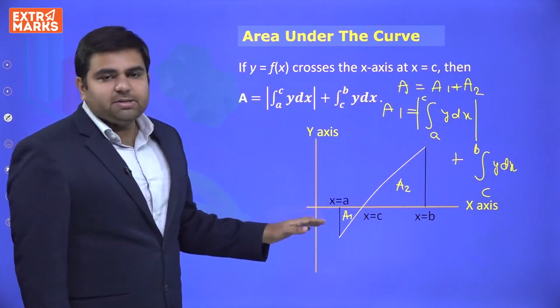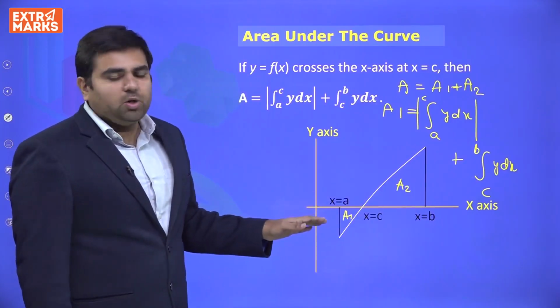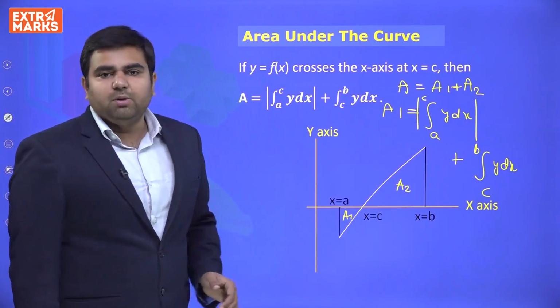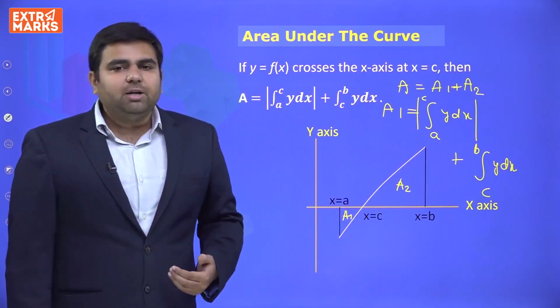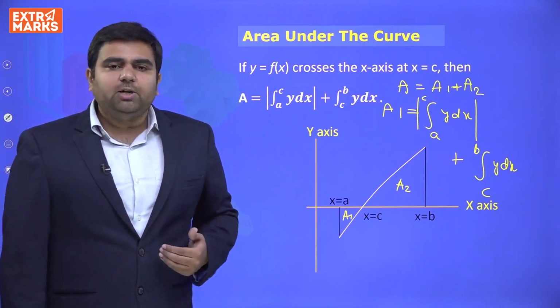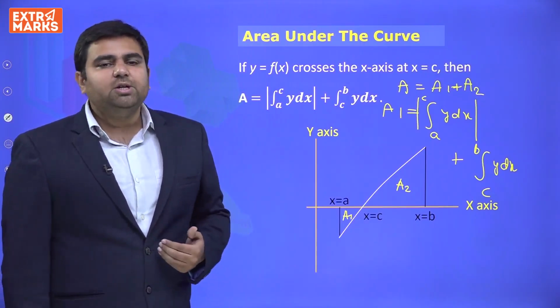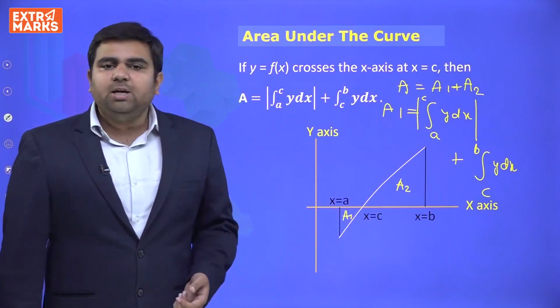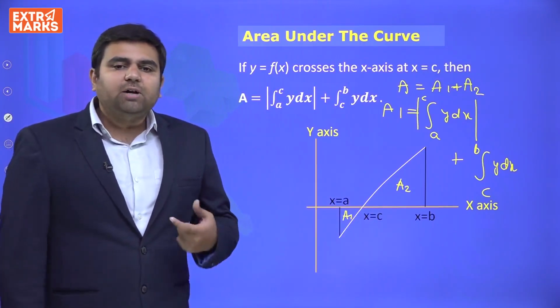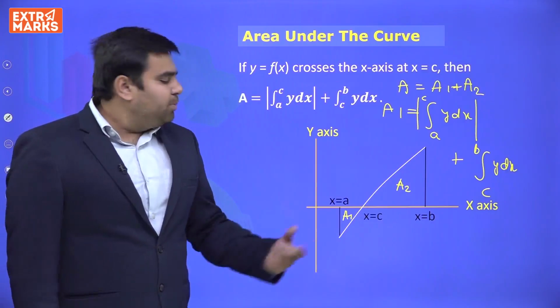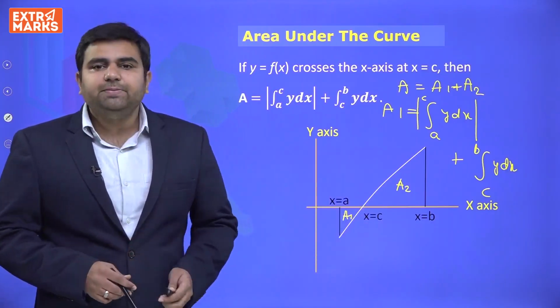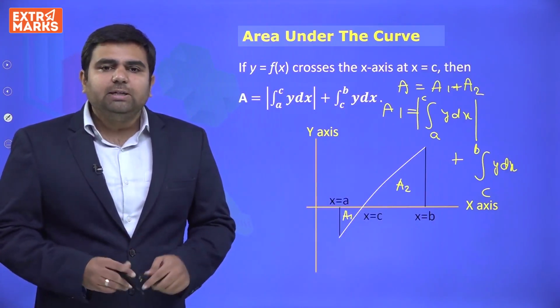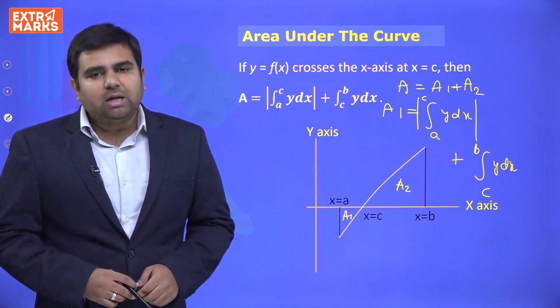But it is definitely required to place a modulus between A to C because y is negative between A to C, right? So in this way, we can find the area of a particular curve with respect to the x-axis between two fixed ordinates A and B, particularly when the curve crosses the x-axis between the two given ordinates. So this was the third case. I hope this case is also clear to everyone.